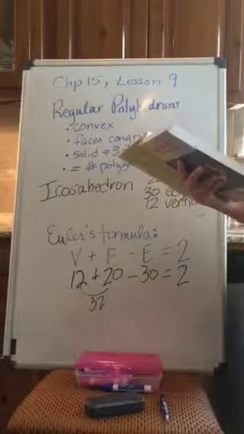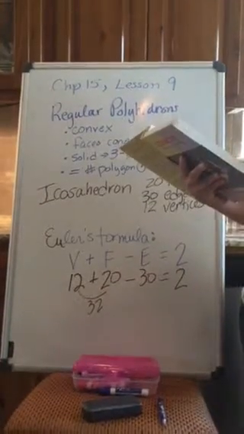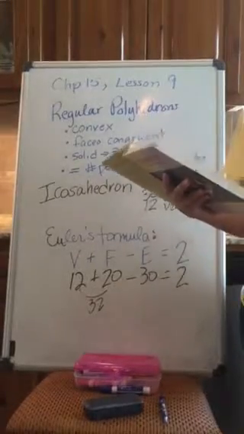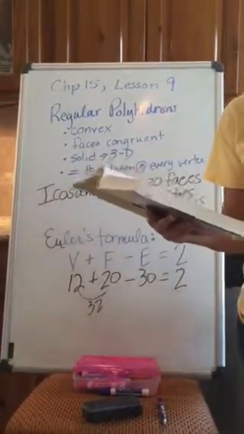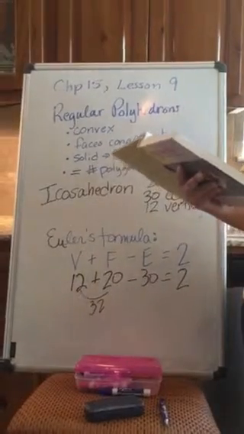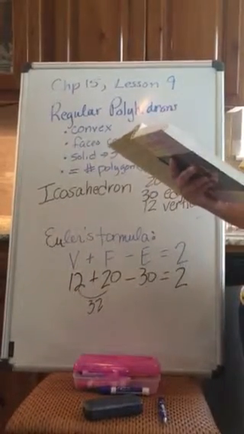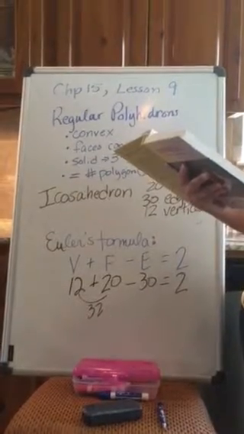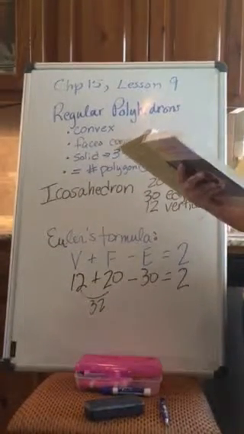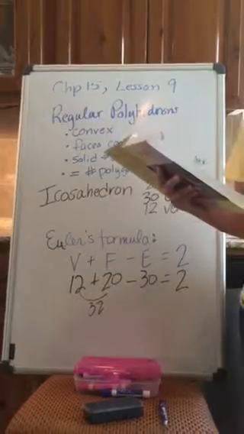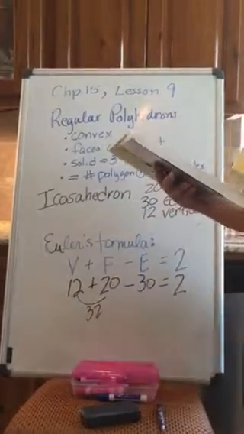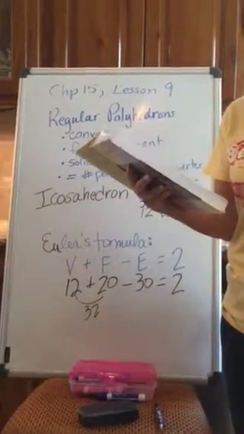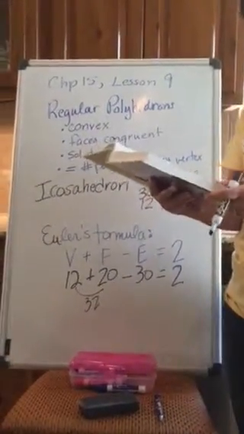Now, what about a regular hexahedron? Well, how many sides does a hexagon have? 6. It has 6 sides. So if we said hexa meaning 6, a hexahedron must have 6 faces. This is a trick question. But what has 6 faces? A cube. All right.